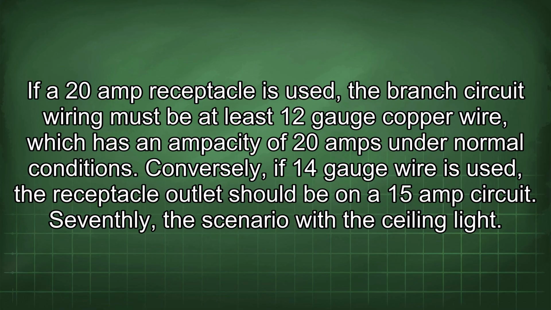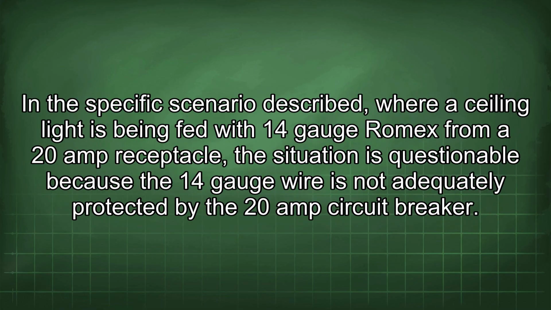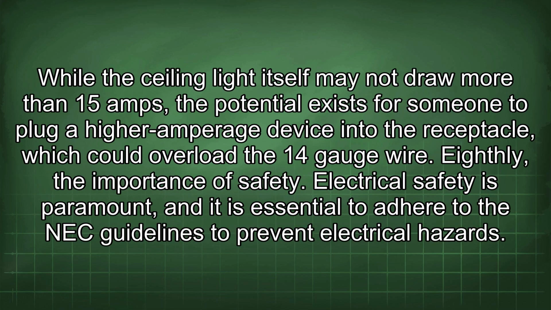Seventhly, the scenario with the ceiling light. In the specific scenario described, where a ceiling light is being fed with 14-gauge Romex from a 20-amp receptacle, the situation is questionable because the 14-gauge wire is not adequately protected by the 20-amp circuit breaker. While the ceiling light itself may not draw more than 15 amps, the potential exists for someone to plug a higher amperage device into the receptacle, which could overload the 14-gauge wire.